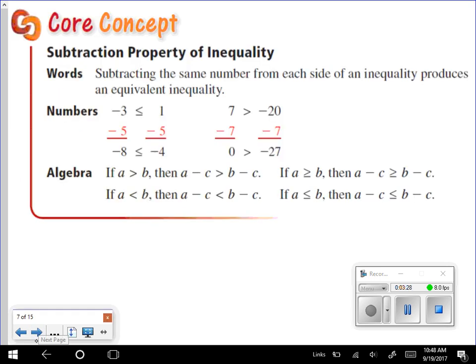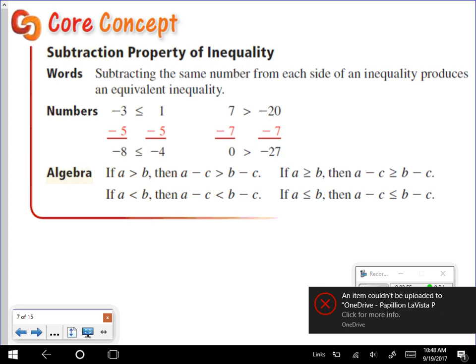So moving on here, now we have the subtraction property of inequality, not much different than the addition property of inequality. Subtracting the same number from each side of the inequality produces an equivalent inequality. This is on page 36 in your journal. So if I have -3 is less than or equal to 1, I subtract 5 from both sides, I have -8 is less than or equal to -4. Very similar again to the subtraction property of equality with equations.